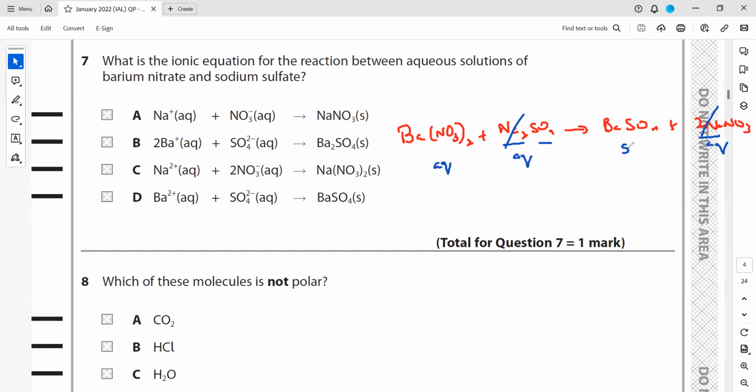Sulfate is aqueous here, but solid there, so we cannot cancel out. Nitrate is aqueous and nitrate is also aqueous, so we cancel out. So we are left with barium ion and, since sodium is already cancelled, sulfate ion, and it will give barium sulfate. So this will be the ionic equation. Ions are always aqueous, and the precipitate, the substance which is insoluble, should be solid.